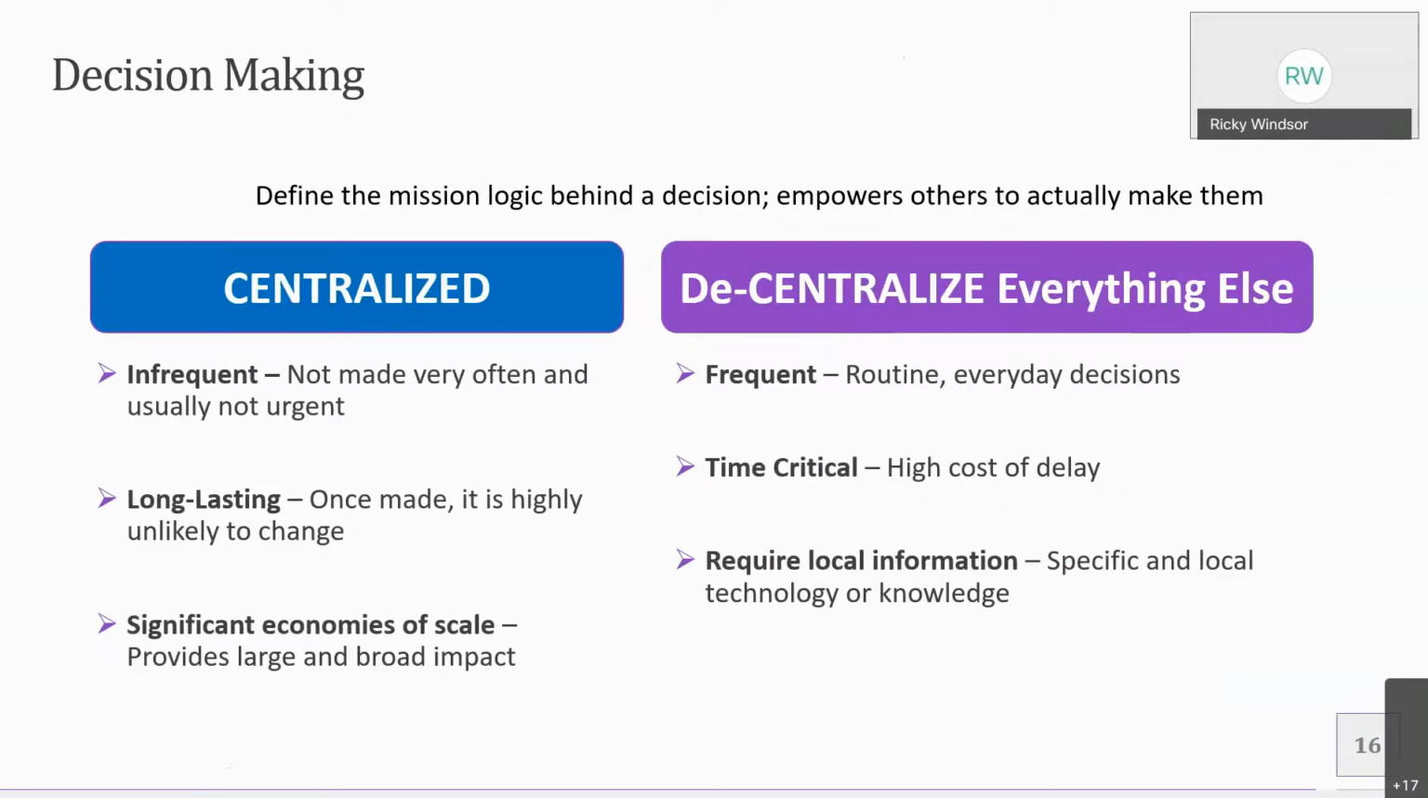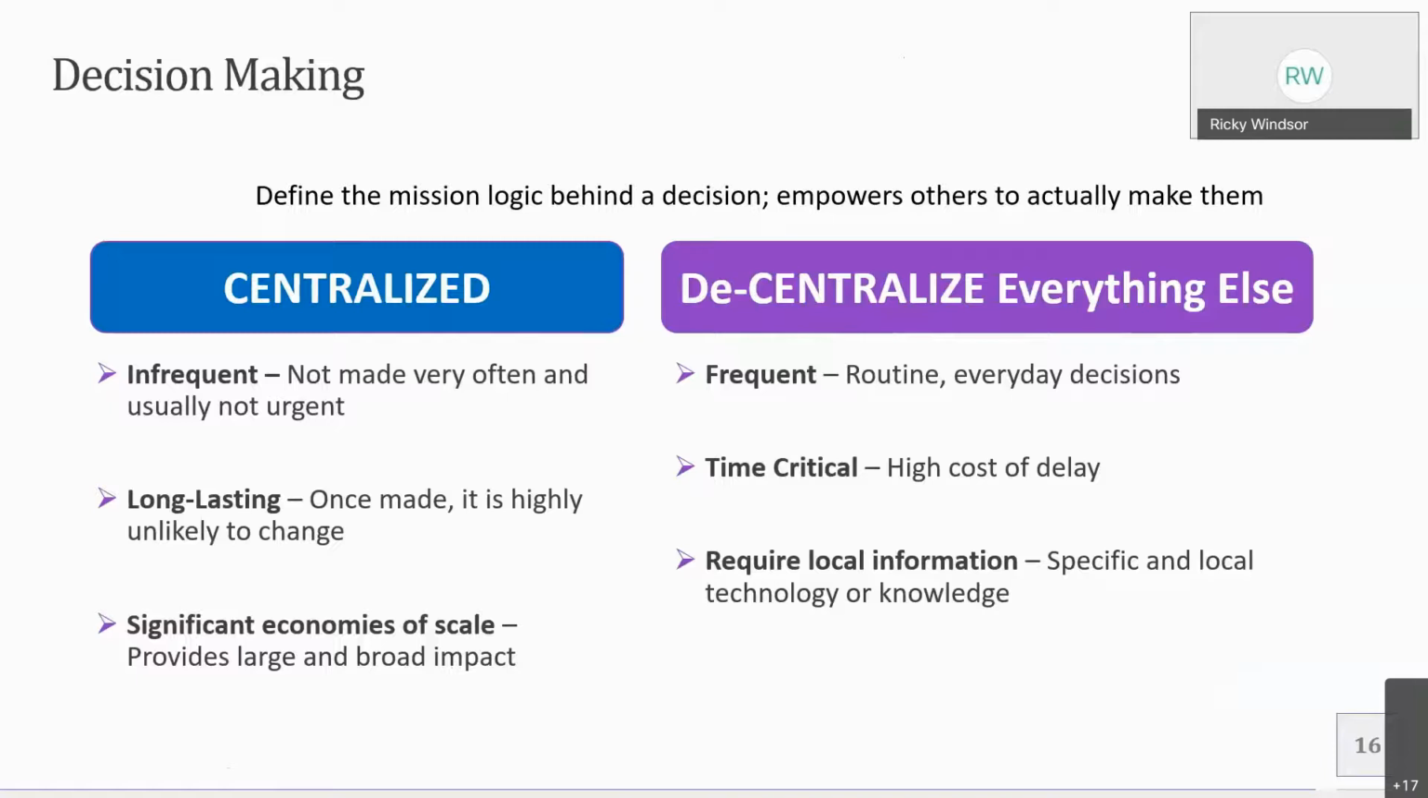So here's one of the hard ones for a lot of organizations, and this is decision making. Defining decision making is a logic-based process that empowers others to actually make decisions, right? So in short, what that means is if others know why a decision is being made and the purpose behind the decision, even if it's not at the same level, they know that if the goal is this, all my decisions are based on achieving that goal, right? And the way that you can look at that is through centralized and decentralized decision making.